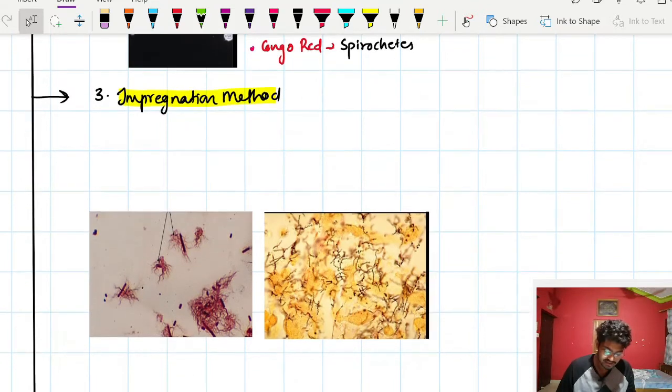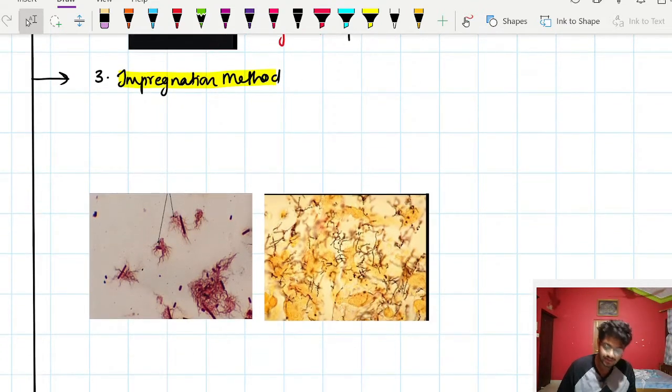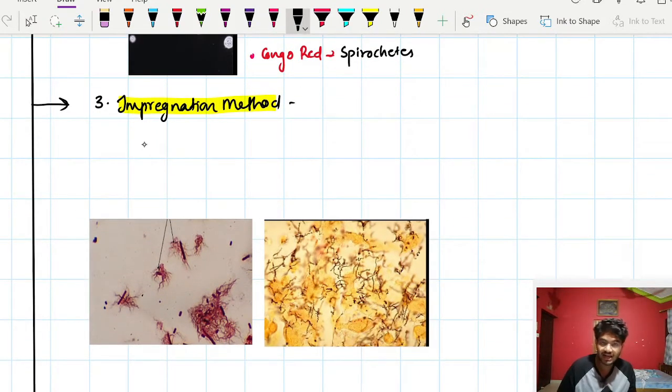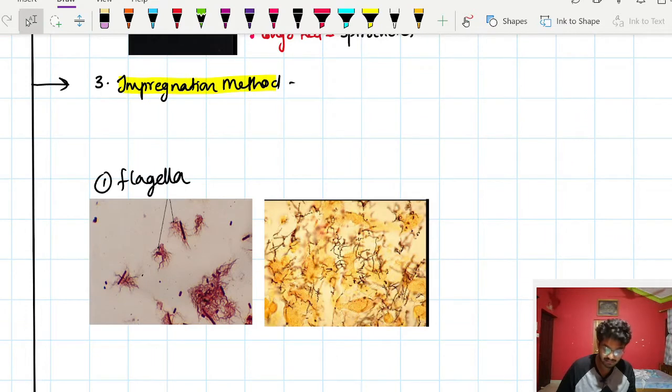It is commonly used to demonstrate flagella and spirochetes. This one is the flagella. Flagella are small in structure, so in order to demonstrate them we have to impregnate them with tannic acid. And this one is the spirochetes. To demonstrate spirochetes we have to impregnate with silver.